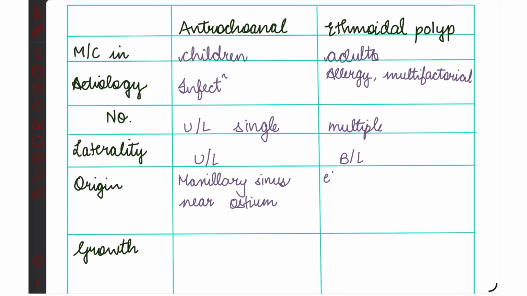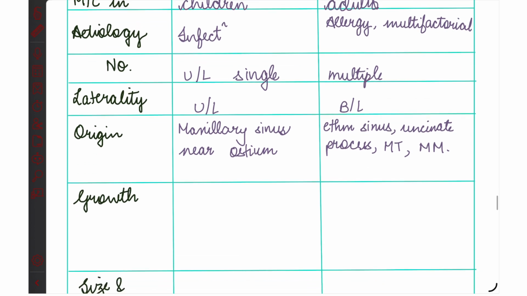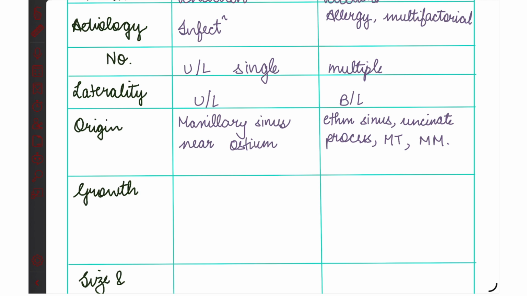Ethmoidal polyps can arise from ethmoidal sinuses, uncinate process, the middle turbinate, and the middle meatus. Looking at the growth, again from the diagram we have seen that antrochoanal polyp grows posteriorly. It grows backwards to the choana and then hangs down behind the soft palate. And looking at the ethmoidal polyp, the growth is mostly anterior and it may present at the nares.